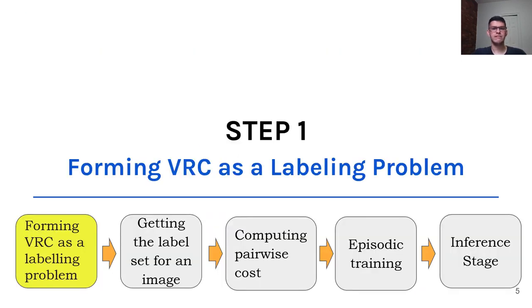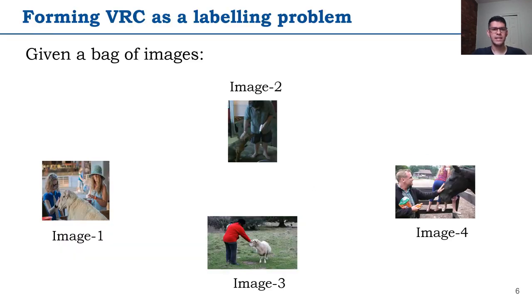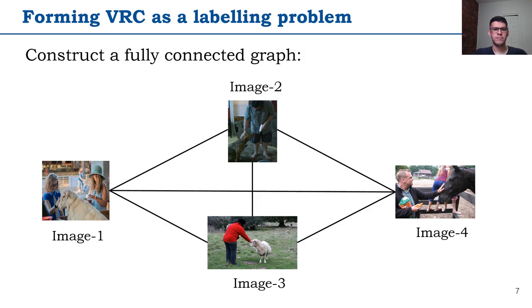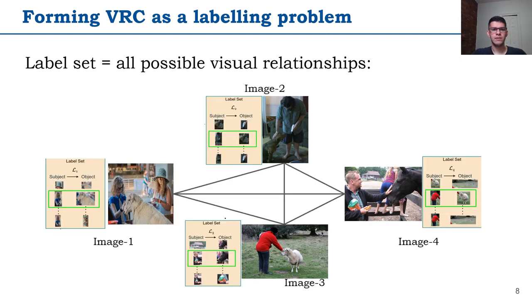In step 1, we formulate it as a labeling problem. To this end, given a bag of images, we construct a fully connected graph by treating each image in the bag as a node. The label set of each node is the set of all possible visual relationships in that image. And the objective is to select the common visual relationship for each image from its label set so that the total cost of selection is minimized.